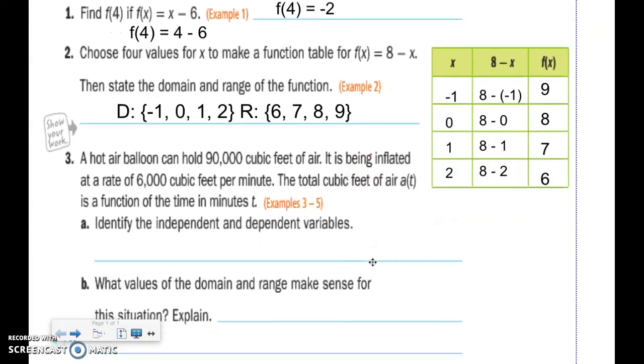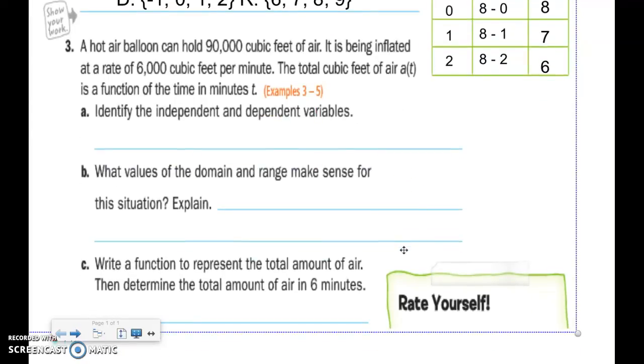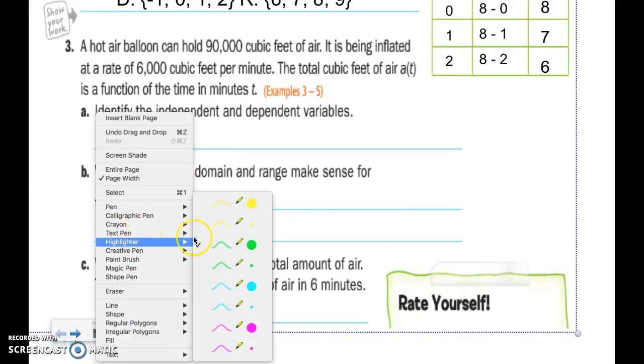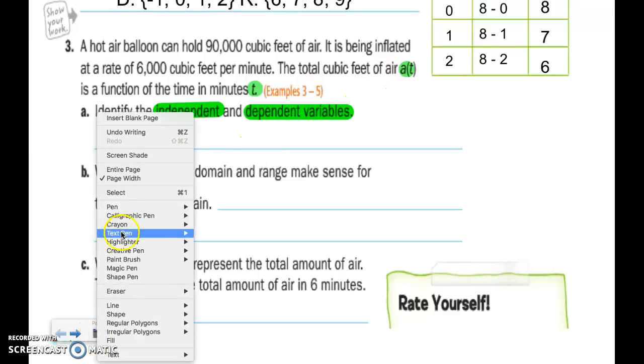Number 3, a hot air balloon can hold 90,000 cubic feet of air. It is being inflated at a rate of 6,000 cubic feet per minute. The total cubic feet of air, A of t, is a function of the time in minutes t. Identify the independent and dependent variables. Real simply put here, the independent variable is the standalone t. The dependent variable is the A of t, because A of t depends on what t is. So again, I'm going to write this as a sentence.